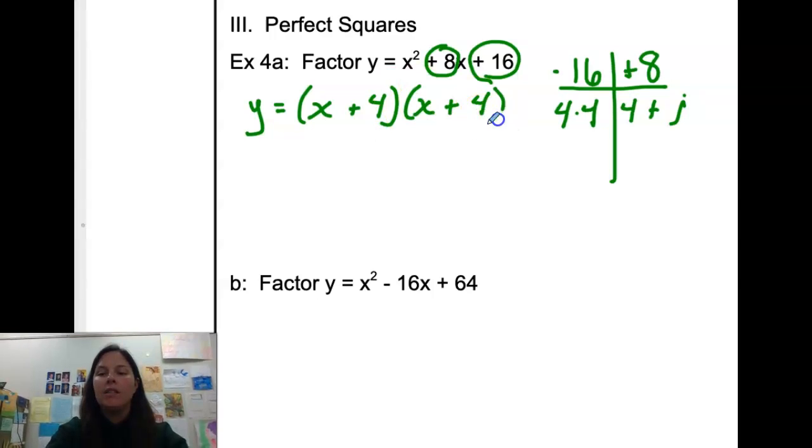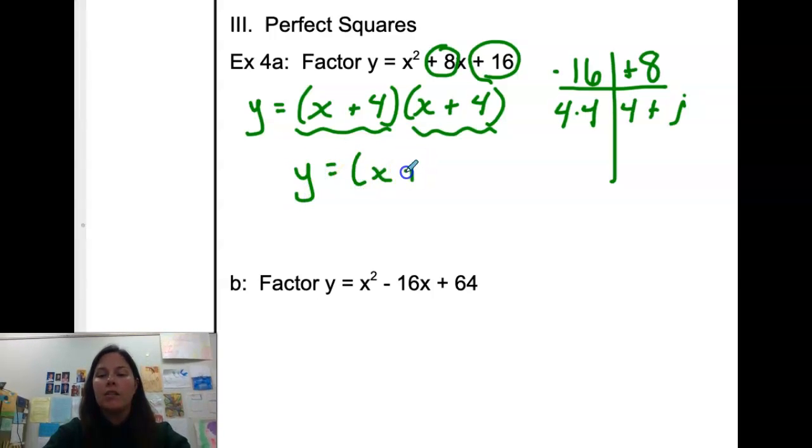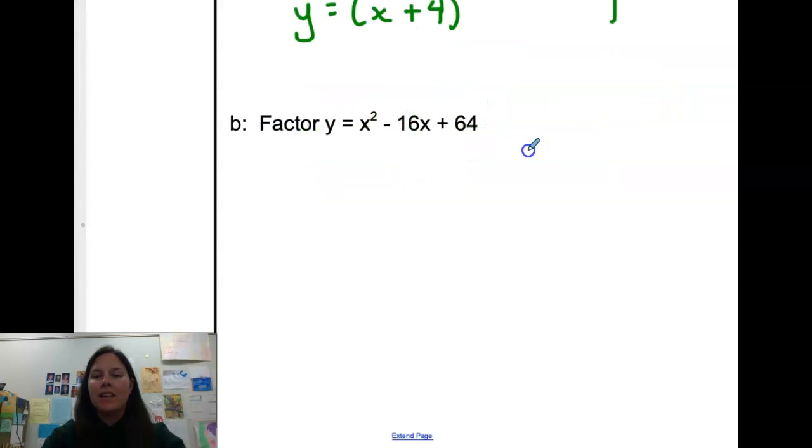What happens when you multiply something by itself? Again, if you want to stop here and be done, that is just fine. For you more advanced math students, I would love for you to practice the simplifying. You would get x plus 4 squared, because that's what it means when you multiply something by itself. You're squaring it.